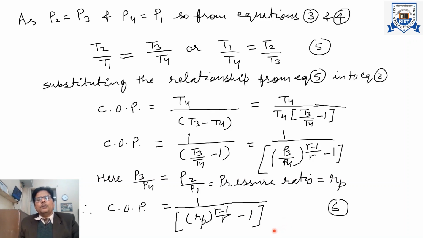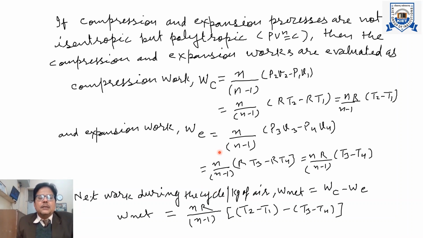So this is the COP. If we know just the pressure ratio, then we can calculate the COP. There is no need to calculate temperature. For knowing the coefficient of performance of this reverse Brayton or Bell-Coleman cycle, we just have to find out the compression ratio. So this is the COP in terms of Rp, the compression ratio, and this is calculated when we consider isentropic expansion and isentropic compression. But in all cases, an isentropic process is not possible.